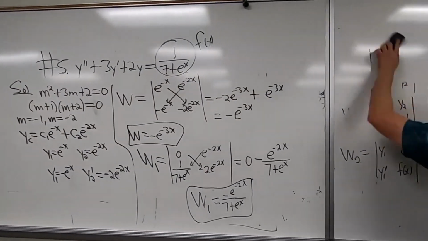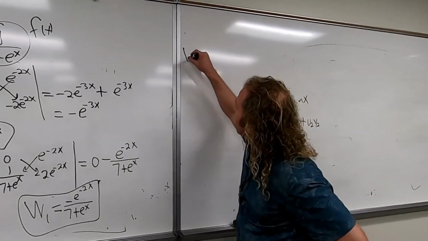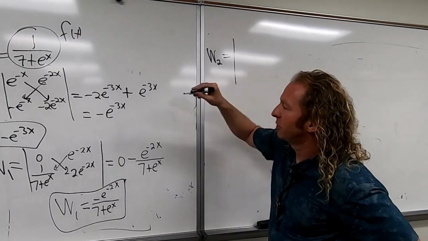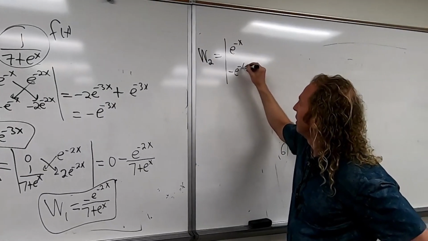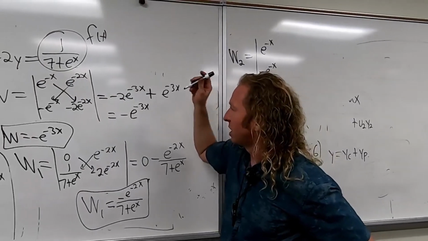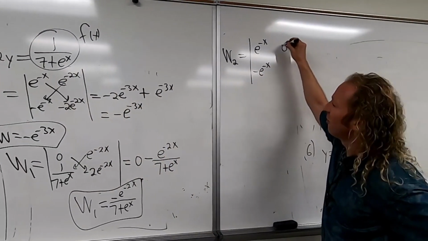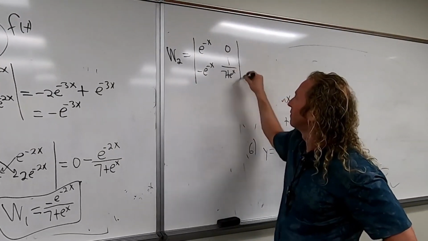So W2 is the same, except we replace the second column. So W2. So we keep the first column, so e to the negative x, negative e to the negative x. And we replace the second column. So 0 and f of x. 0 and then 1 over 7 plus e to the x.